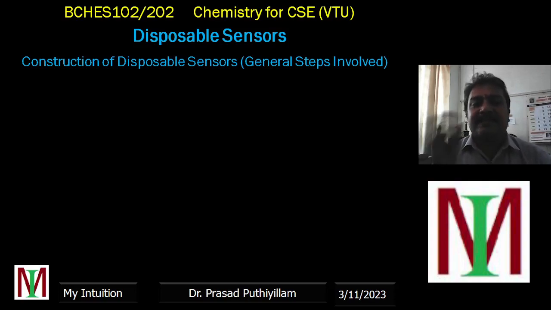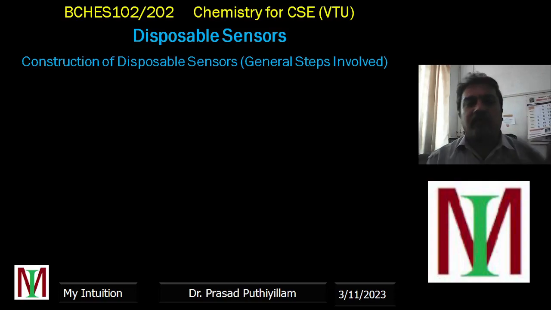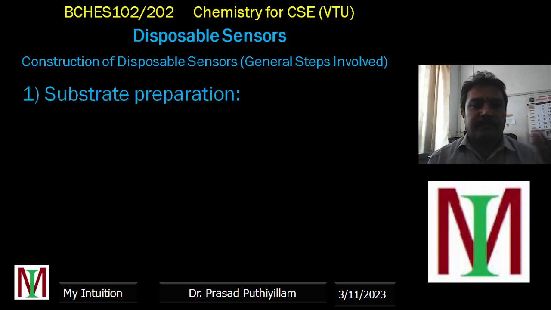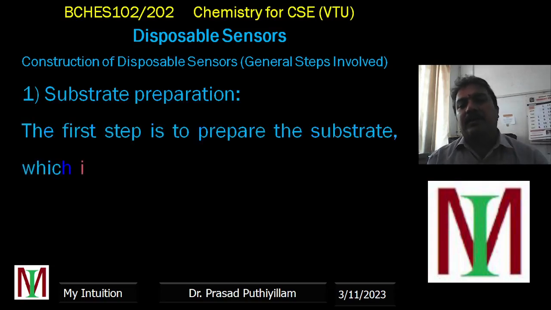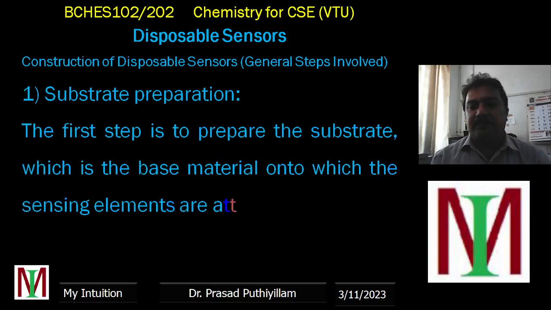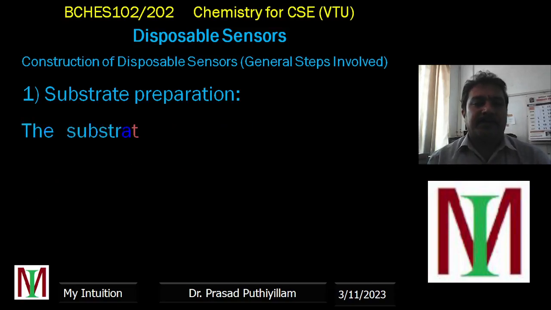So, some of the general steps followed for the construction of disposable sensors. The actual construction varies from device to device. Different types of disposable sensors are there. So common general steps are used: substrate preparation. To prepare a substrate, which is a base material onto which the elements are attached, that means something to hold the sensing material, that we call substrate preparation.